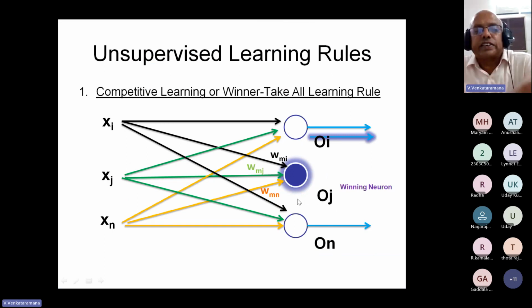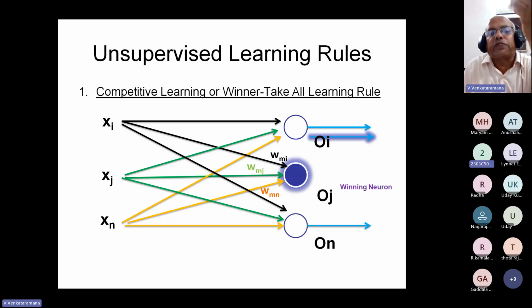Inputs are xi, xj, xn, and outputs are oi, oj, on. Therefore, we will calculate the net of node i, node j, node n. Whichever is the highest value, you will take. Now, there is one issue: suppose two nets are the same, both 15 and 15. Then how will you choose? It is your choice. You can take either the second one or the first one.